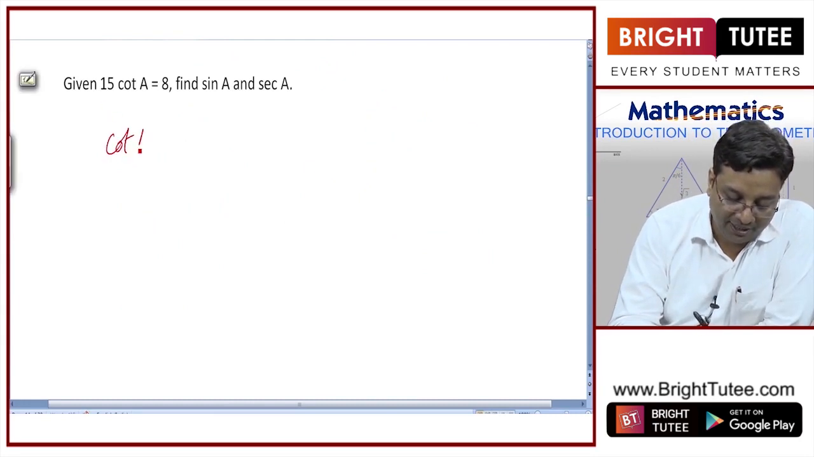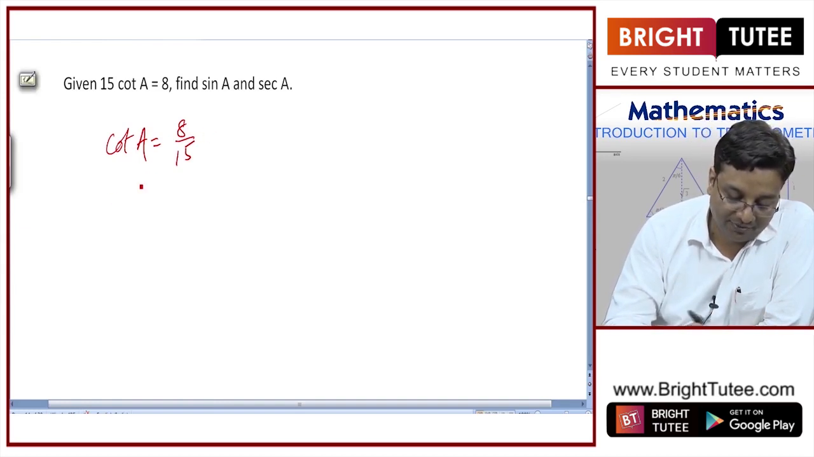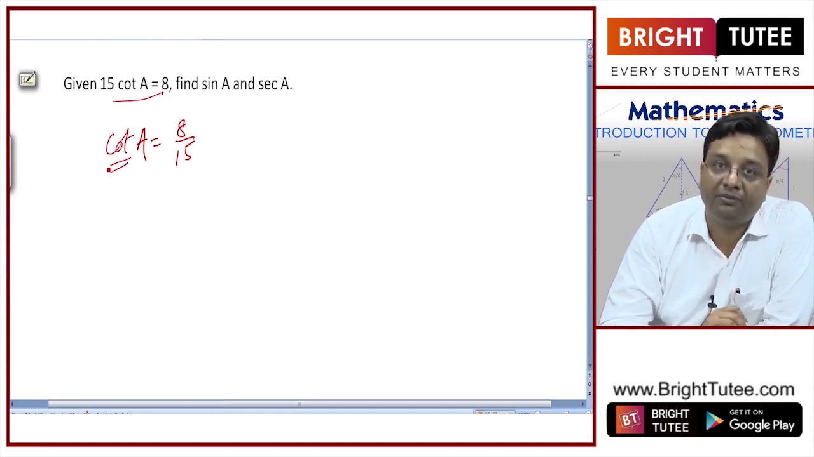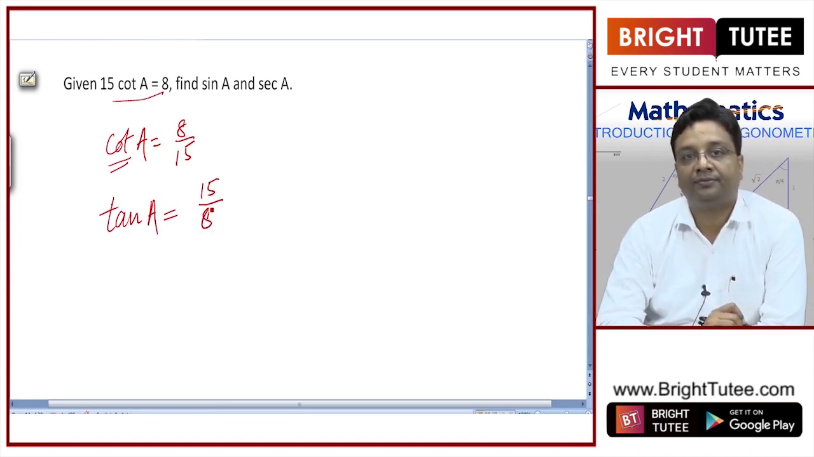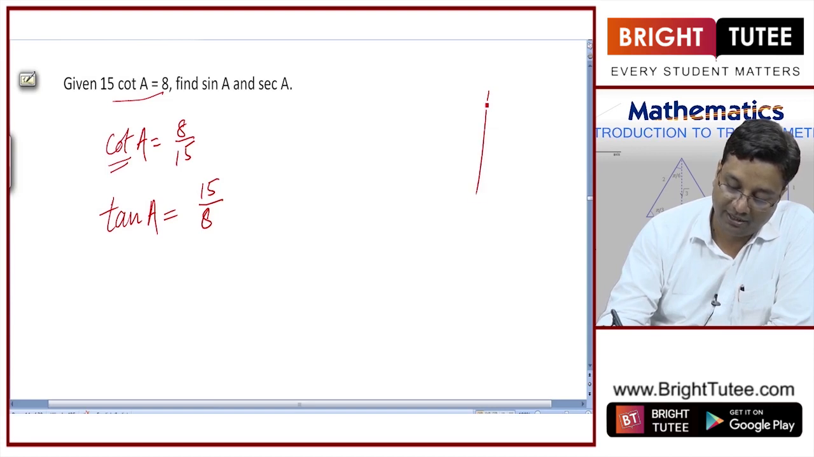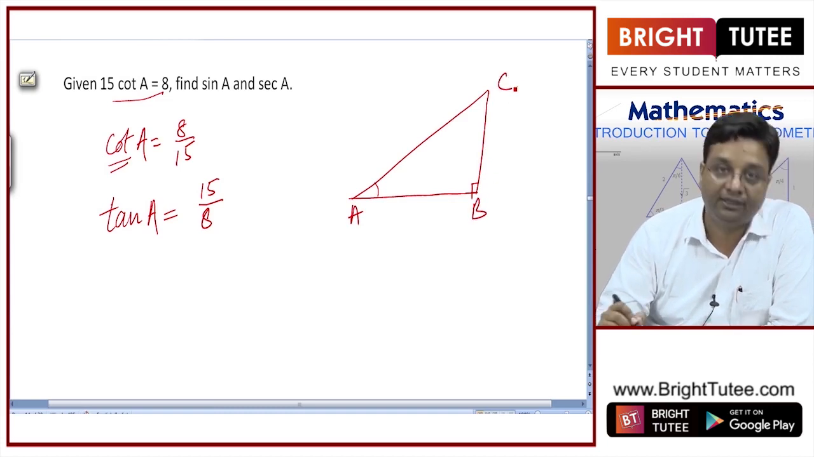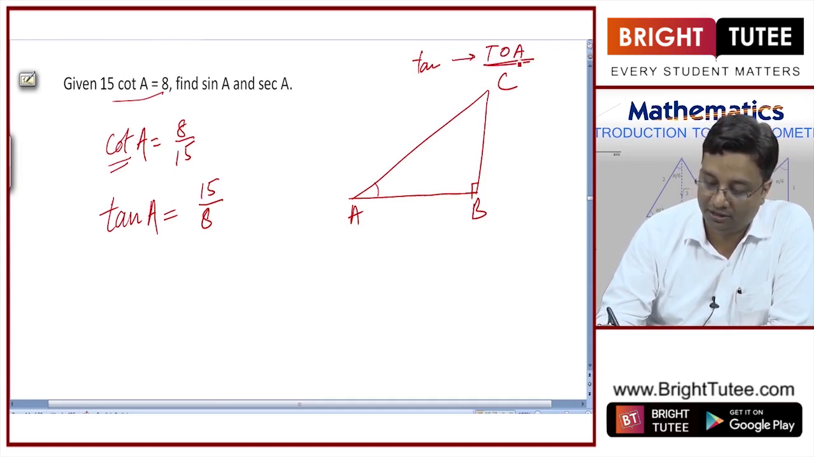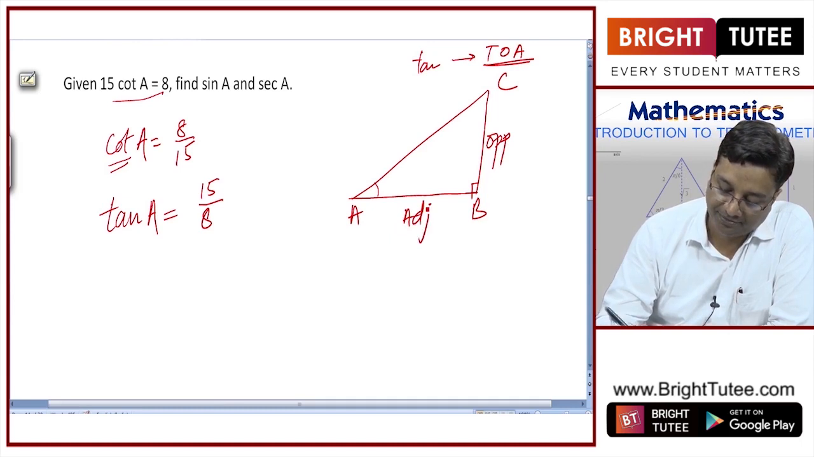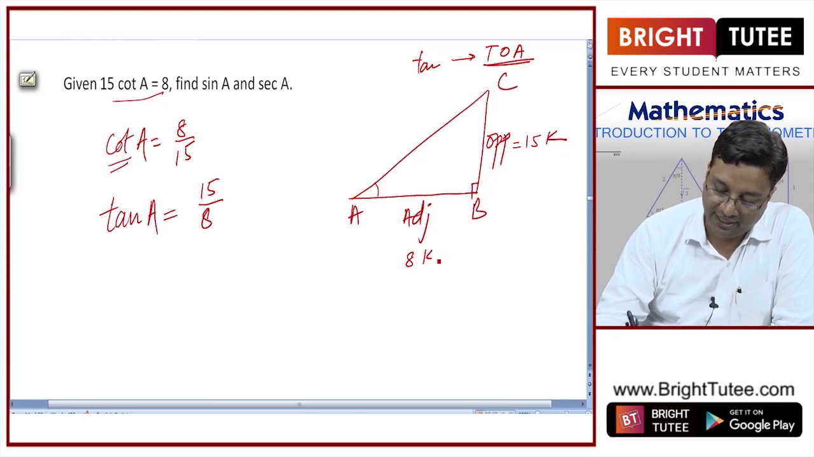So in this question, cot of A is equal to 8 by 15, right? So if you are not comfortable with cot, what you can do is convert it into tan. So tan of A is 15 by 8, right? So let's make a triangle here. Let's take this as A, B and C. What is tan? Tan we memorized by TOA. This is opposite by adjacent, right? So let's take the opposite side as equal to 15k and adjacent side equal to 8k.